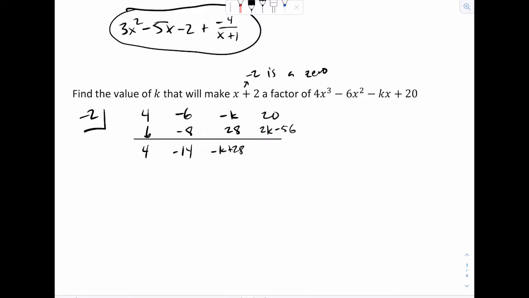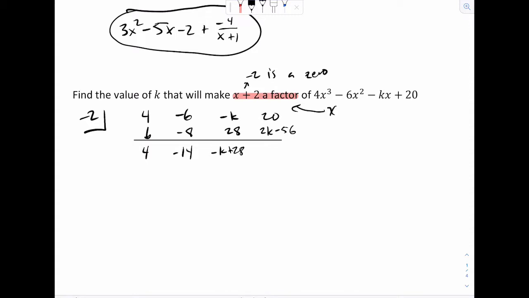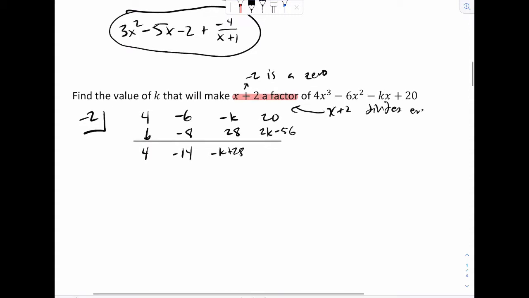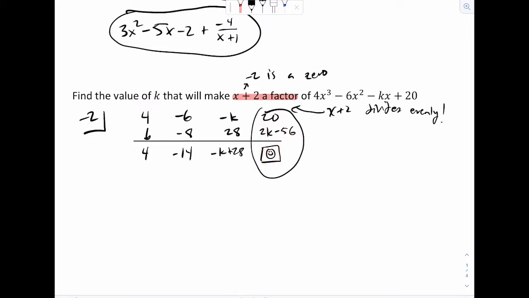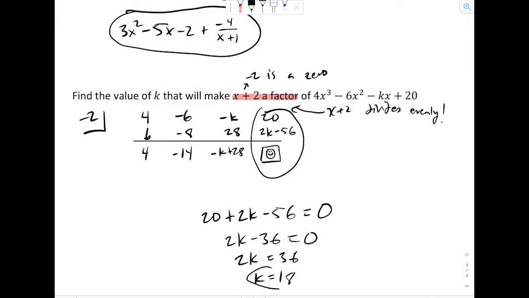2k minus 56. And now you're probably wondering, well, what do I do at this point? Well, if you think about it, if it's a factor, that would mean x plus 2 divides evenly. If it divides evenly, that would mean the remainder has to be 0. Which means, let's put these two together into an equation. That's going to be 20 plus 2k minus 56 should equal 0. So now we can solve that. This would be 2k minus 36 is equal to 0. So 2k equals 36. K must be 18. And we are done.